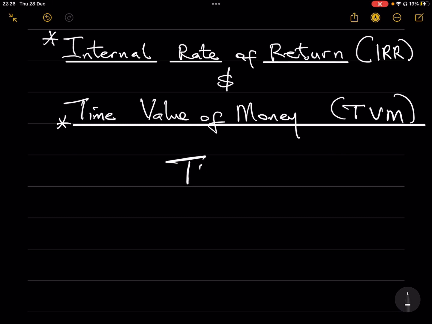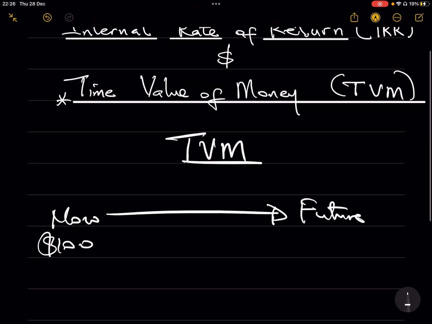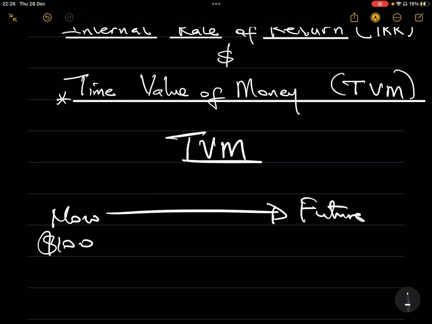So I'm going to quickly talk about time value of money now. Yeah, time value of money. What is time value of money talking about? We are talking about the money you have now. How much does it worth in the future? So let's say you have $100 today. $100 today can buy you a good shirt.